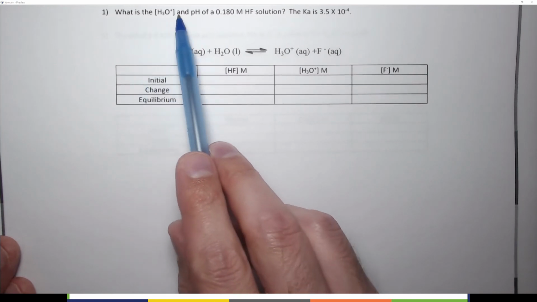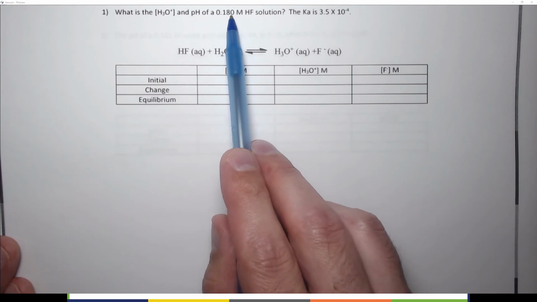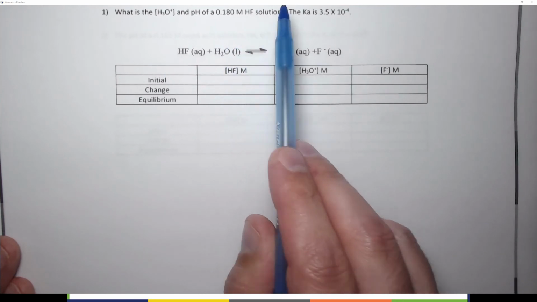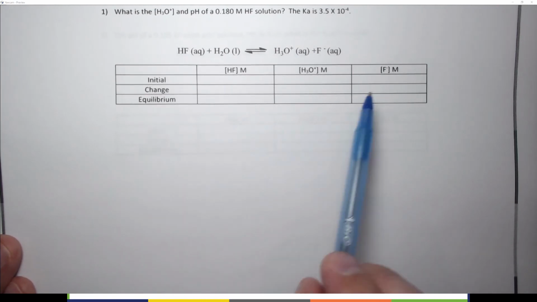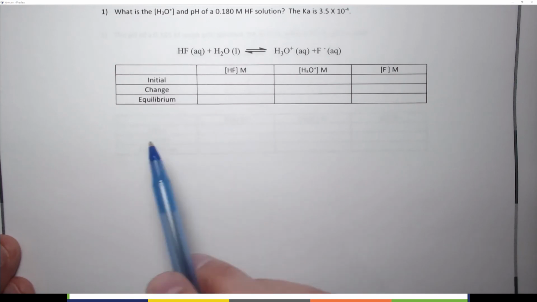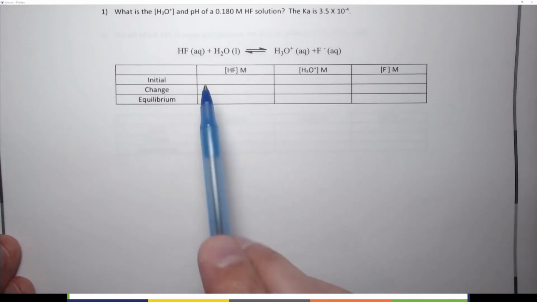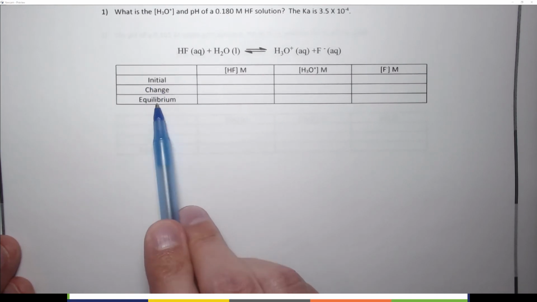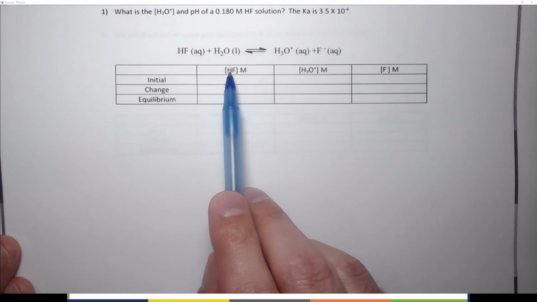It says, what is the concentration of H3O+ and pH of a 0.180 molar HF solution? And then it tells us the Ka of HF. So as I did in the previous example, I set up the ICE box here so it might be a little bit neater, but you could set this up yourself. So remember that in an ICE box, we're going to have initial, change, and equilibrium.